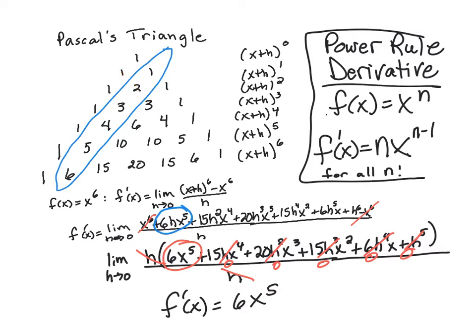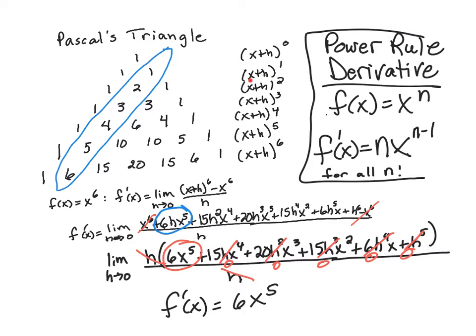So I say 1 plus 1 gives me 2. 1 and 2 gives me 3. 2 and 1 gives me 3. The 3 and the 1 give me the 4. 3 and 3 is 6. 3 and 1 is 4. And you see how this triangle is built. Well, what does that represent? It's the coefficients of the binomial.